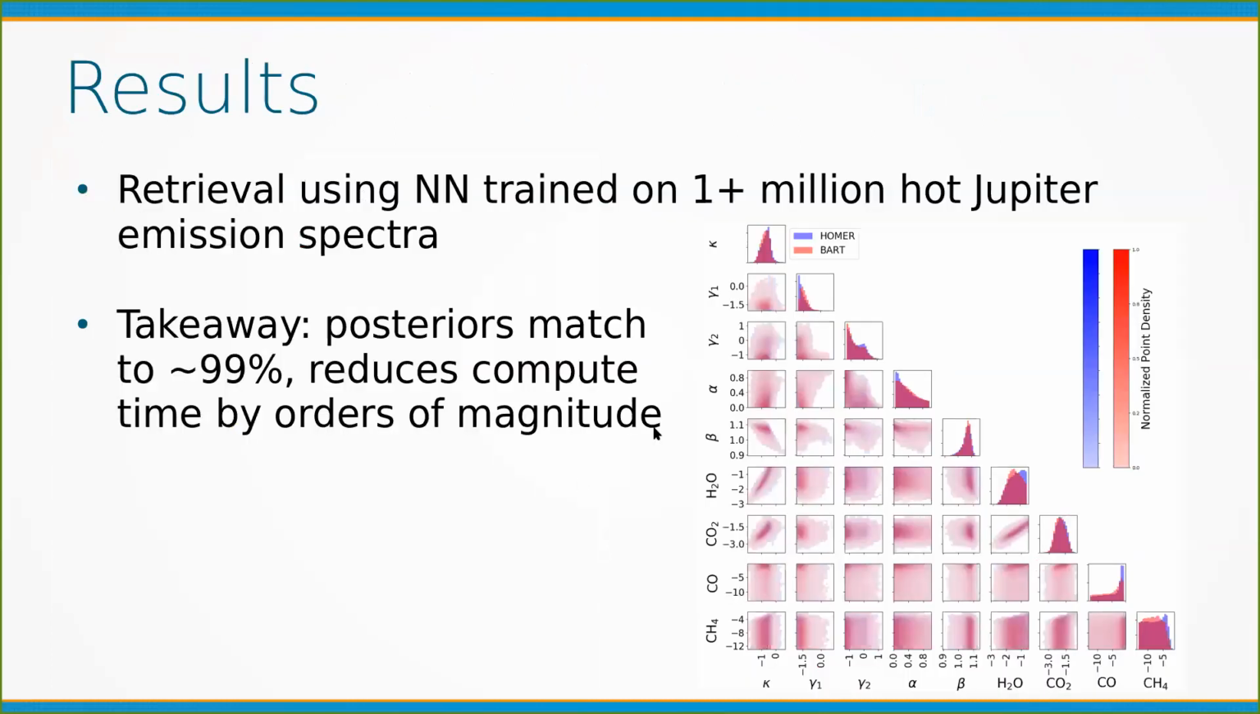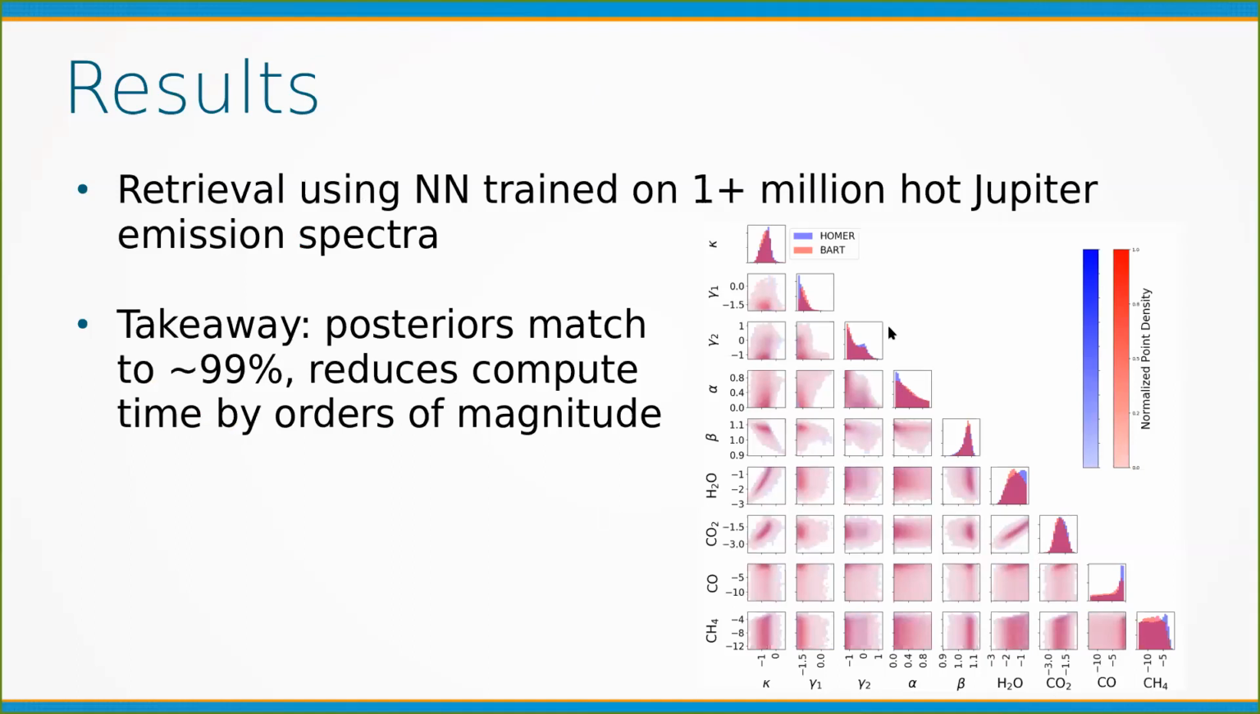And to really hammer home the takeaway from this, this plot here is the same sort of plot, but with 2 different results overplotted. In blue is the neural network, and in red is the traditional way of doing this, which is much slower. And this purple color you see on all these plots is what arises out of the overlapping blue and red. And these posteriors match numerically to about 99%, give or take.